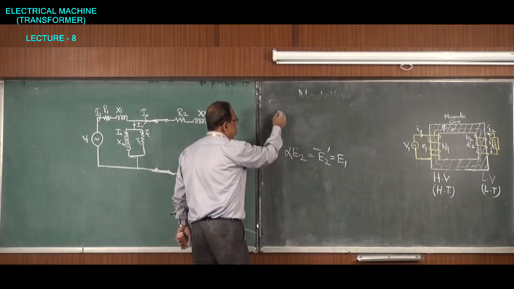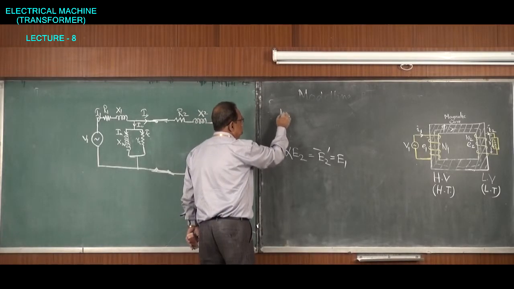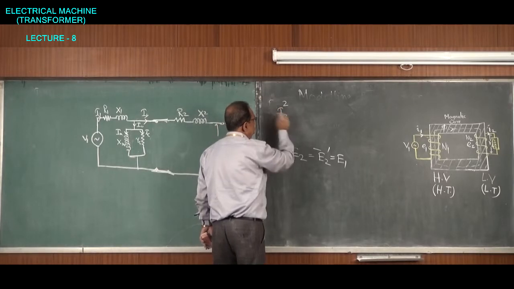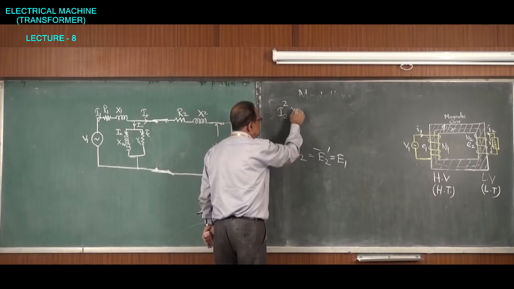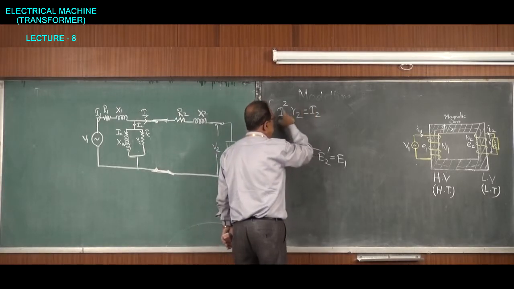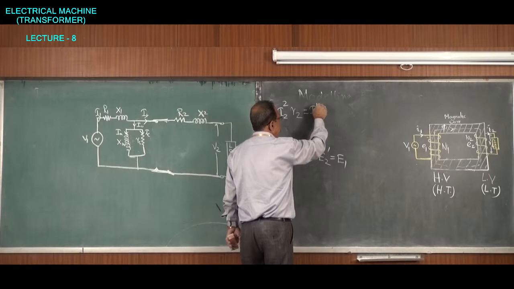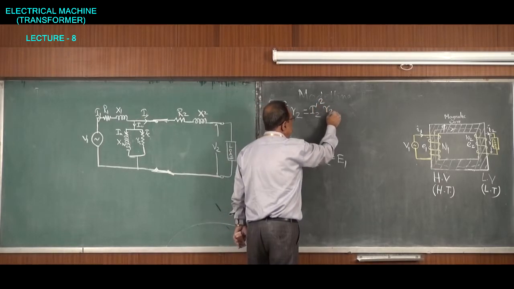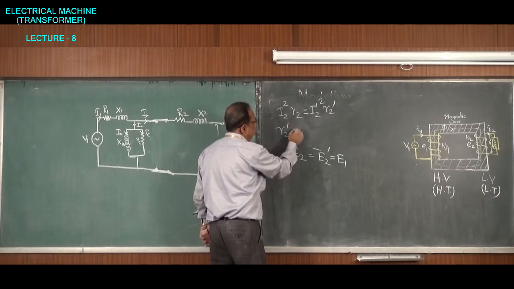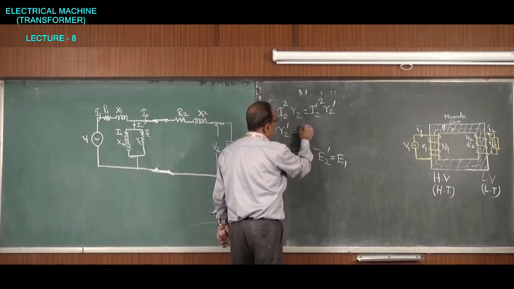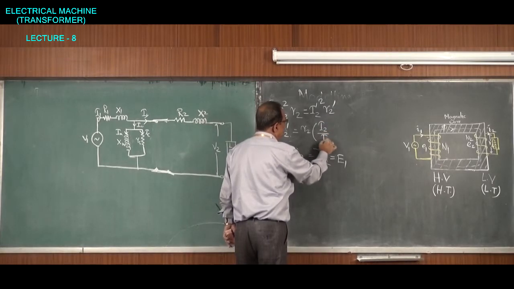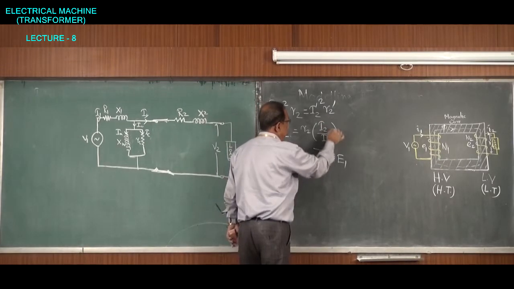Originally my resistive loss was I2 square R2. Now it has become I2 dash square R2 dash. So how much will be R2 dash? R2 dash will be equal to R2 into I2 by I2 dash, whole square.